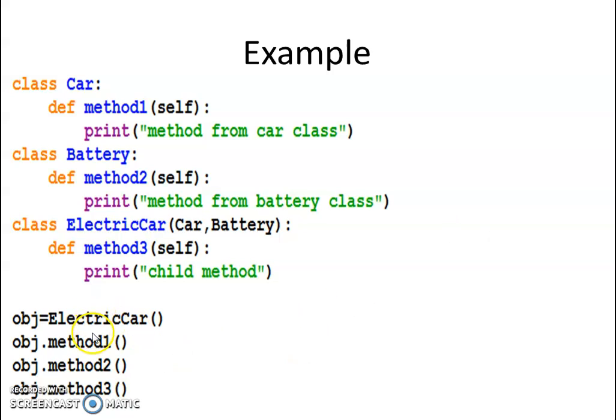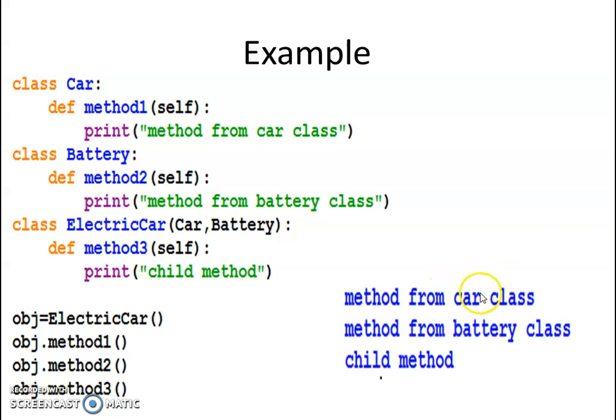So method1 will invoke this method and this statement will be printed. Method2 will invoke method2 of the Battery class, and this statement will be printed, and method3 will invoke this method and it will print "child method". So when we run this code, the output will be "method from car class", "method from battery class" and "child method". So you can relate the output to this code. So in this way we can achieve multiple inheritance in Python.